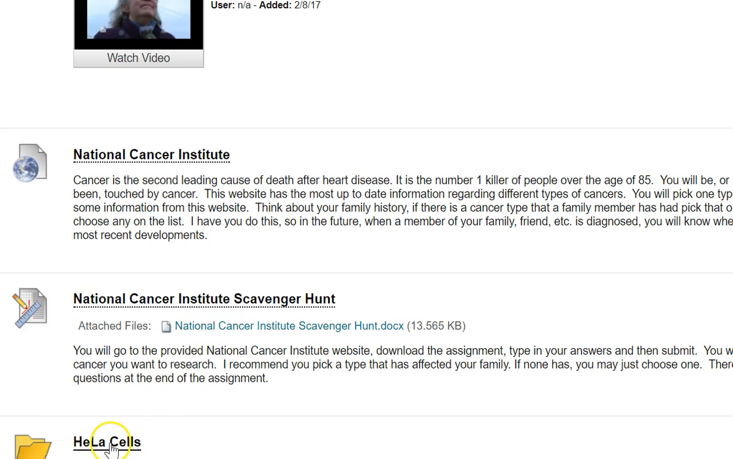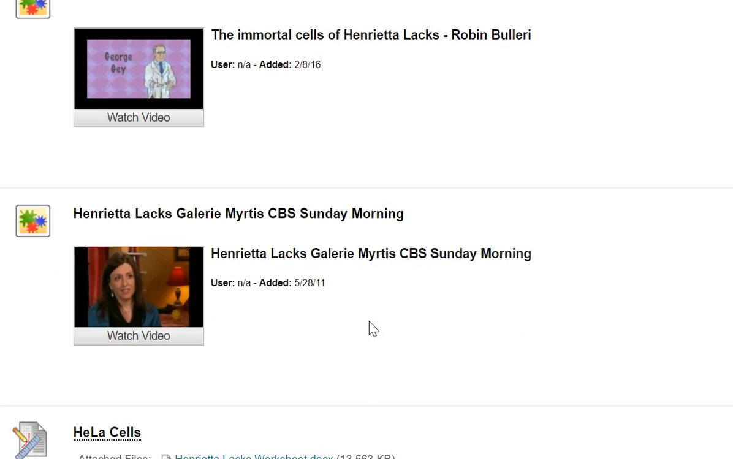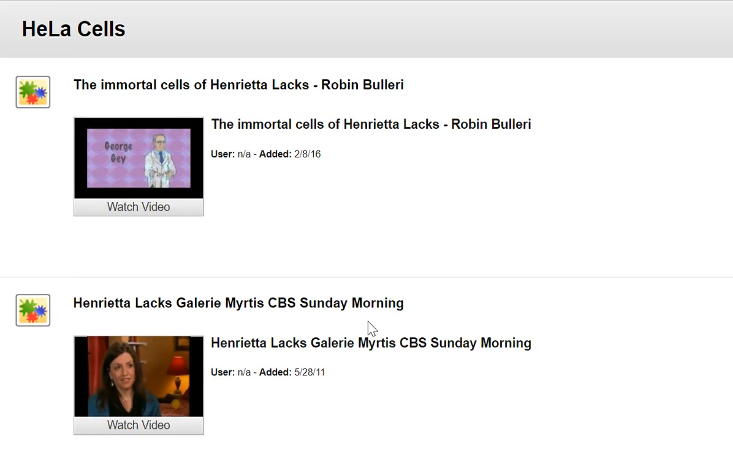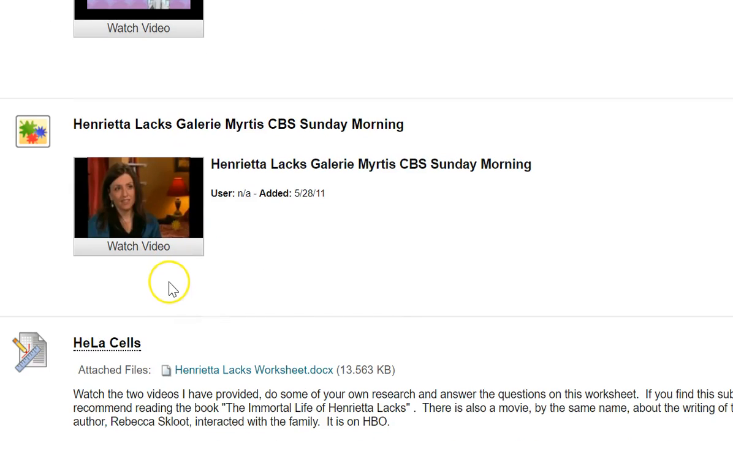There's one more section under cancer, and that is about HeLa cells. This is about a woman you really need to be introduced to. Some of you may know of her. There was a movie that came out on HBO this last summer, but it's about the immortal cells of Henrietta Lacks. Everybody's life, yours, mine, has been affected by this woman's cells. They're pretty amazing. So here's kind of a description. This is a video that is interviewing the woman who wrote the book on Henrietta Lacks' cells, which is called The Immortal Life of Henrietta Lacks.